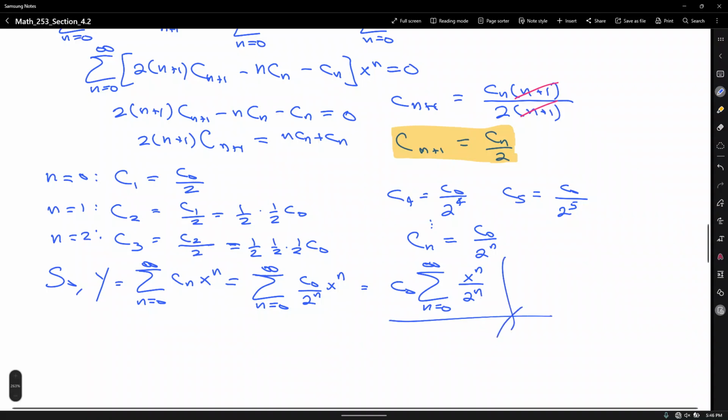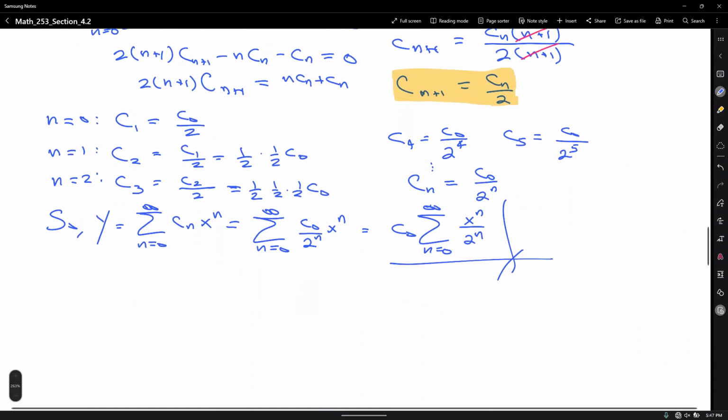Wait a minute. We can actually write the related function, the function of x that's represented by the series. So here we go. Do you guys agree? y equals c sub 0 times the sum from n equals 0 to infinity. Isn't that the same as saying (x over 2) to the n? And does that kind of series look familiar to you? If so, what kind of series is that?